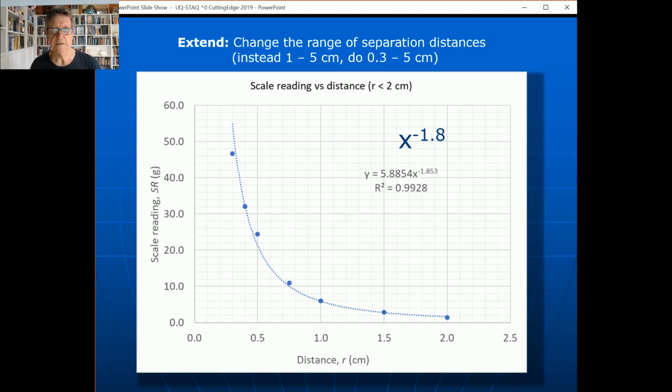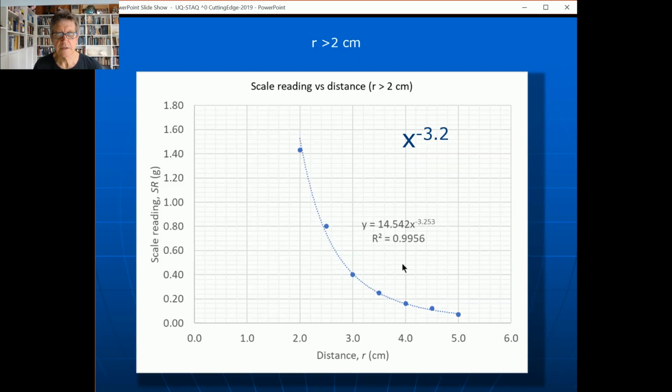up off the balance. Okay, so you'll notice there it looks like it's x to the negative 1.8, not quite inverse squared, but certainly not just inverse, but somewhere in between, closer to inverse squared. Now that's going from 3 millimetres up to 2 centimetres. Okay, so let's have another look.